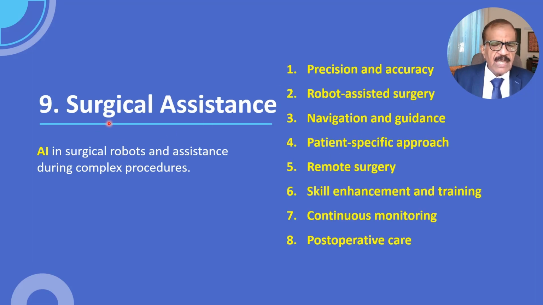So a machine can offer precision and accuracy, and it offers robot-assisted surgery, navigation and guidance. For example, I know surgeons have to explore to find a particular organ, like the surgeon has to make a dissection and try to find where this little parathyroid gland is. A machine can help to find it much faster. Patient-specific approach. We all have slightly different anatomy. My gallbladder may be at a slightly different location than yours. So a machine can help to find mine much faster.